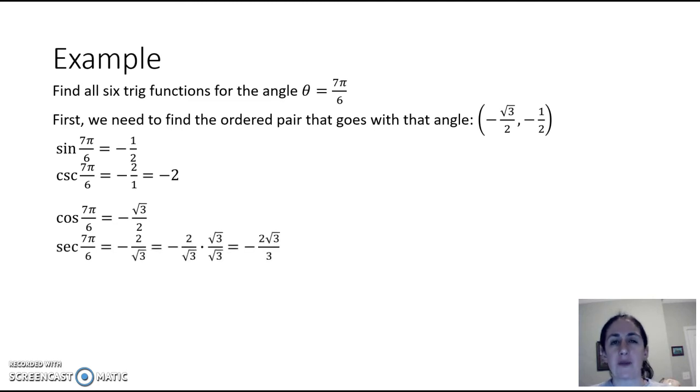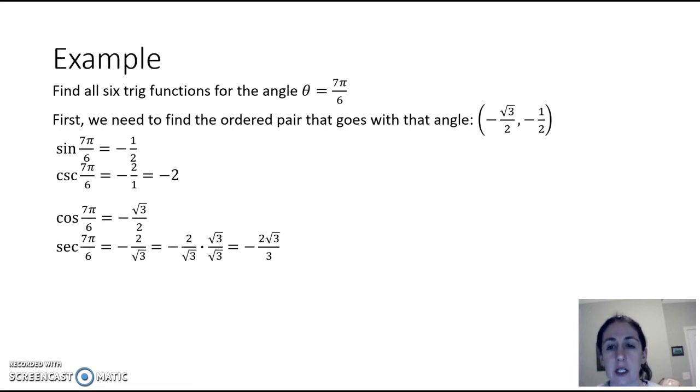And the secant would be the reciprocal of that, which would be negative 2 over root 3. But we're going to have to do something called rationalizing this. We try not to have square roots in the denominator, so we'll take this negative 2 over square root of 3 and we'll multiply the top and the bottom by the square root of 3. The 2 times square root of 3 gives me 2 root 3, and root 3 times root 3 gives me 3. So the secant of 7 pi over 6 is going to be negative 2 root 3 over 3. We do try to rationalize these.